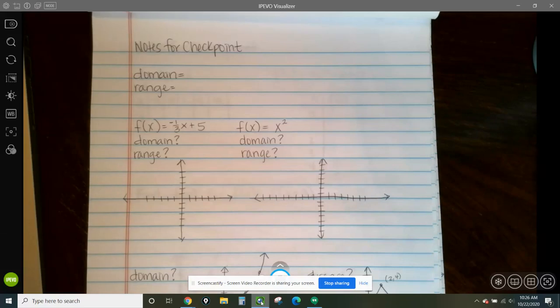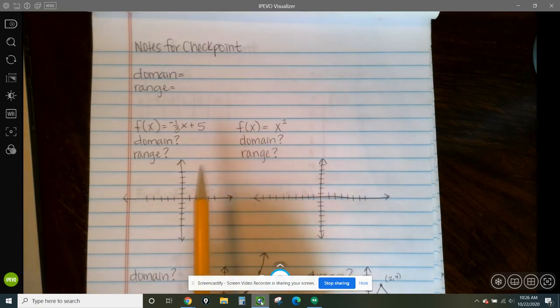Hi math students, this video is to help you with your upcoming checkpoint. So what you should do is write down these notes along with me, or I also attached a picture of this page to this video so you could print this page and fill it in if you want. Either way, write it down on your own paper or print my page and fill it in, but you need to make sure you write down these notes and then you can use this page when you do your checkpoint right after this video. So this is really helpful to do.